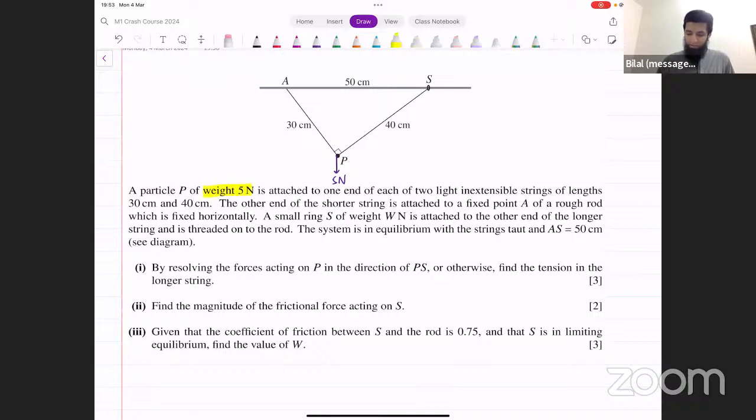The other is attached to this, a rough rod. So the rod that we have on top, that's a rough rod. That means there's going to be friction. When you have a rough surface, you have friction. There's a small ring S of weight W Newton. So this ring S has weight W. So at S, we have this downward force of W Newton acting.